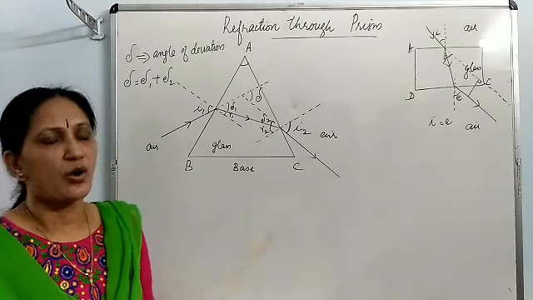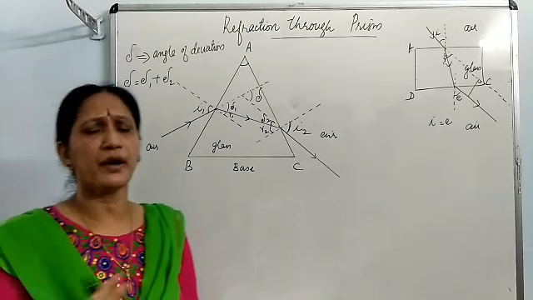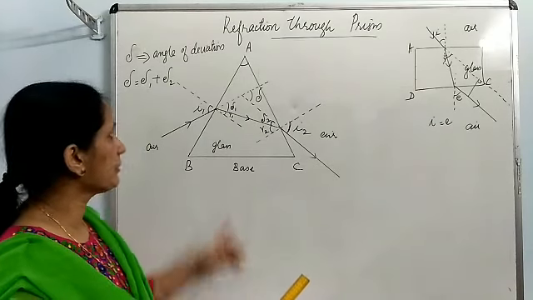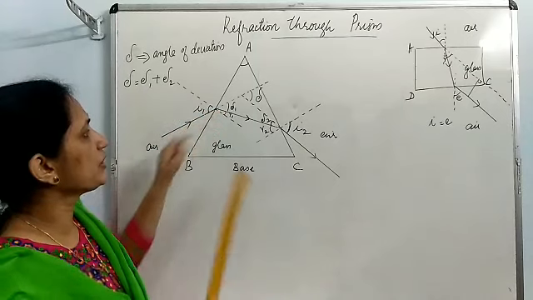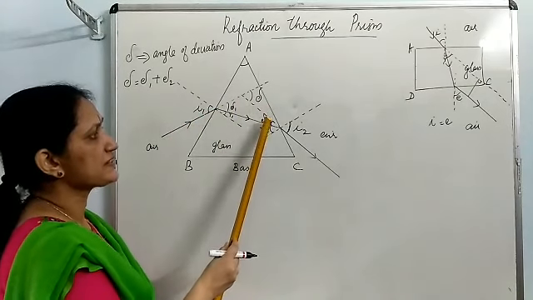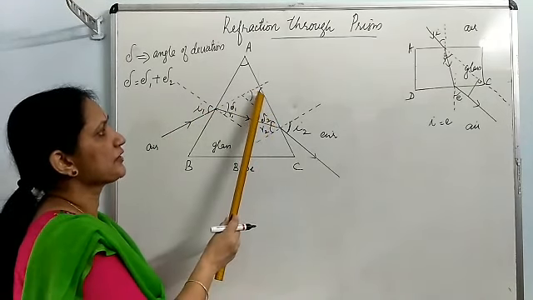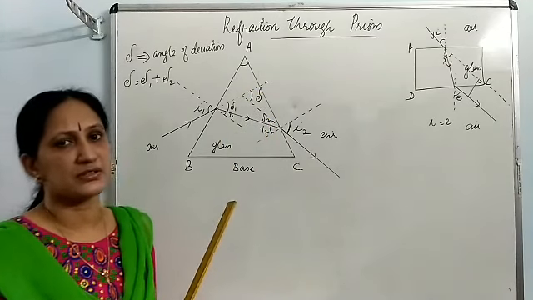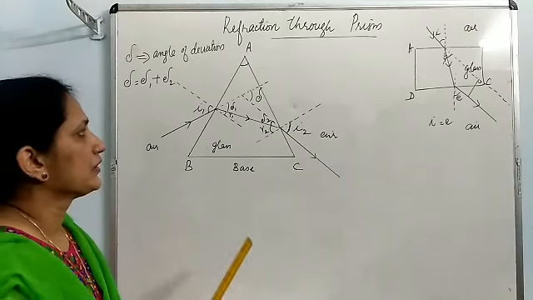This is the common pattern of marking the angle of deviation. So remember, the deviation happening on the first phase plus the deviation happening on the second phase, that is known as the total angle of deviation.